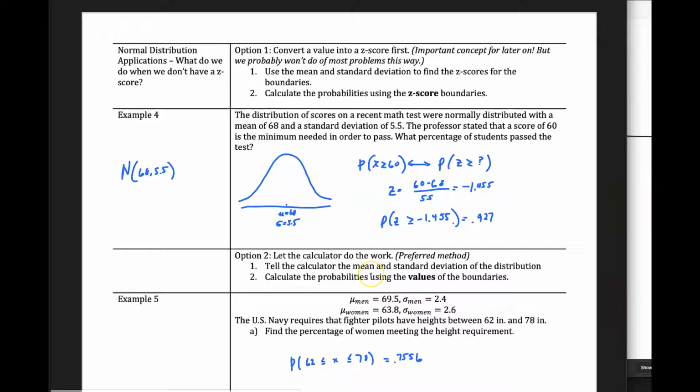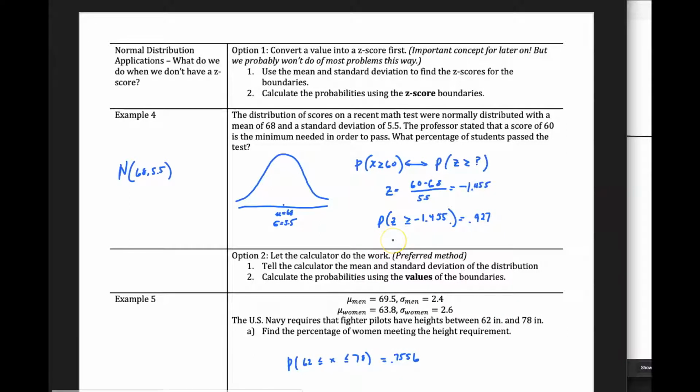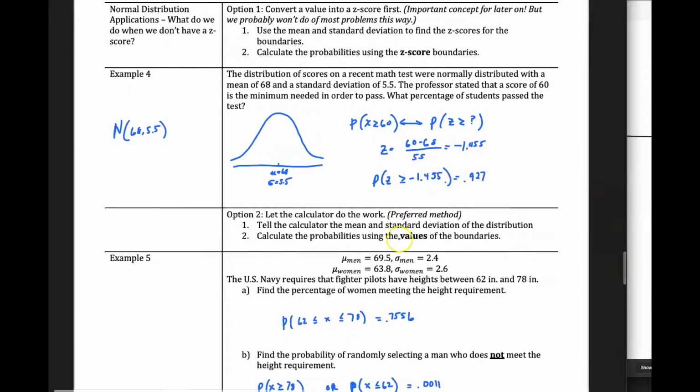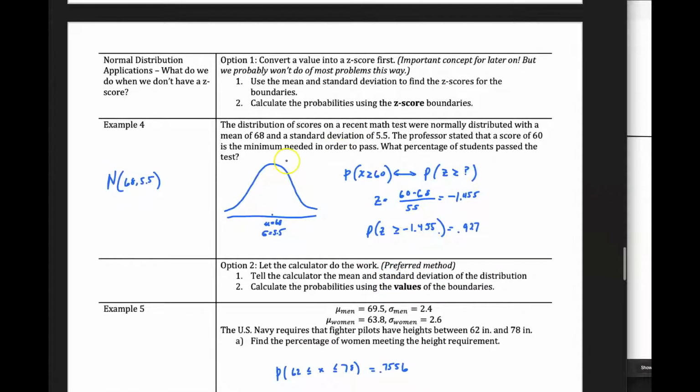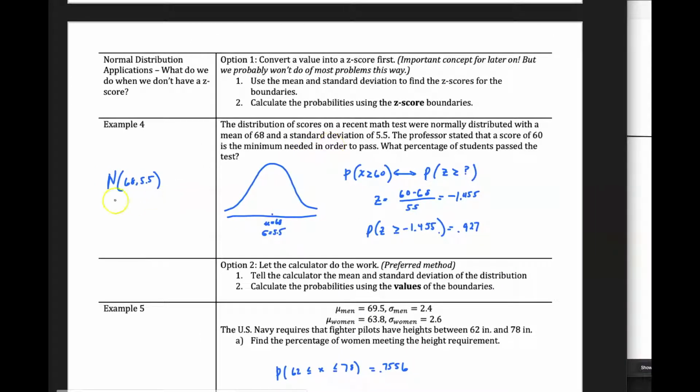Let's take a look at situations where you don't have z-scores and you have actual scores. So we have some options here. We'll show you one conceptual option, and then we'll show you how to do this with the calculator. And so let's go back to looking at values that are normally distributed.